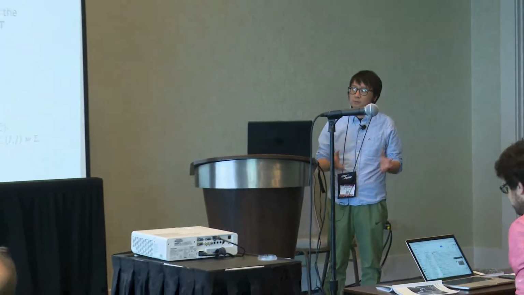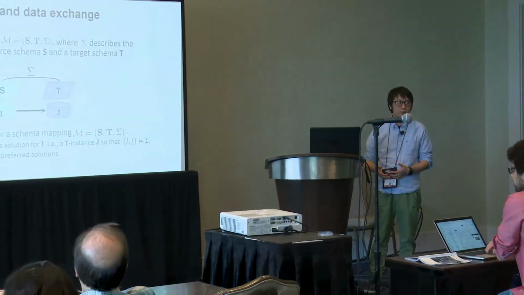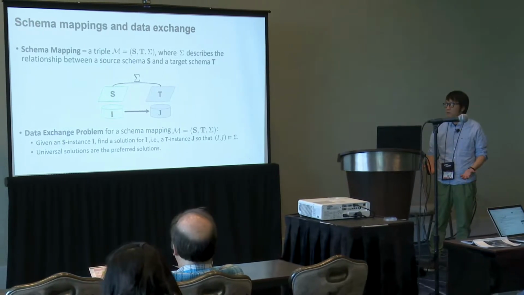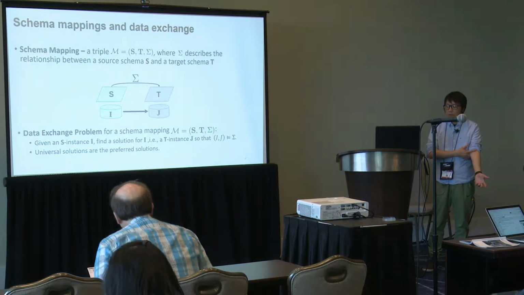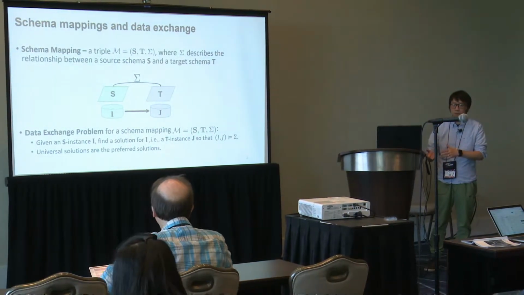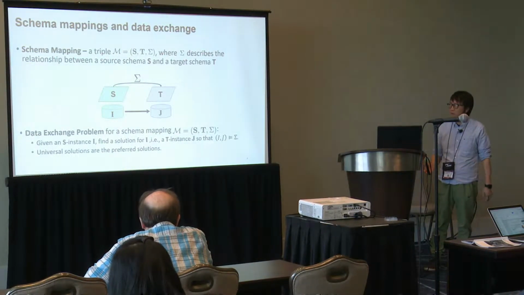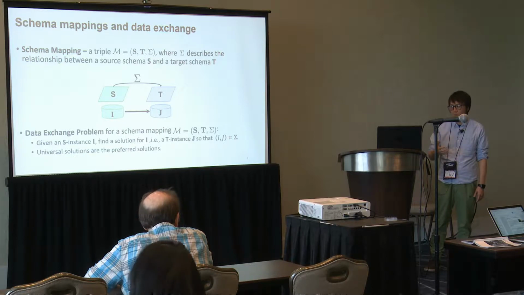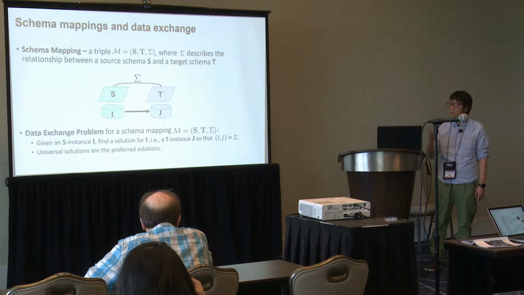Okay, so on Monday, Phokion gave a tutorial talk on schema mappings and data exchange. So I assume now you already have some basic understanding of the concepts. So here, just a quick review. A schema mapping is usually denoted by a triple, M equals (S, T, Σ), where Σ is a collection of high-level assertions that describe the relationship between a source schema S and the target schema T.